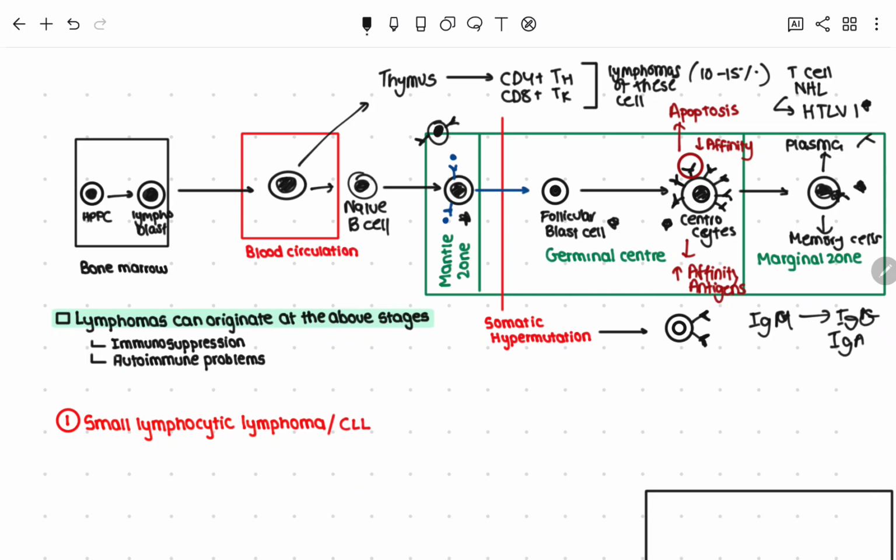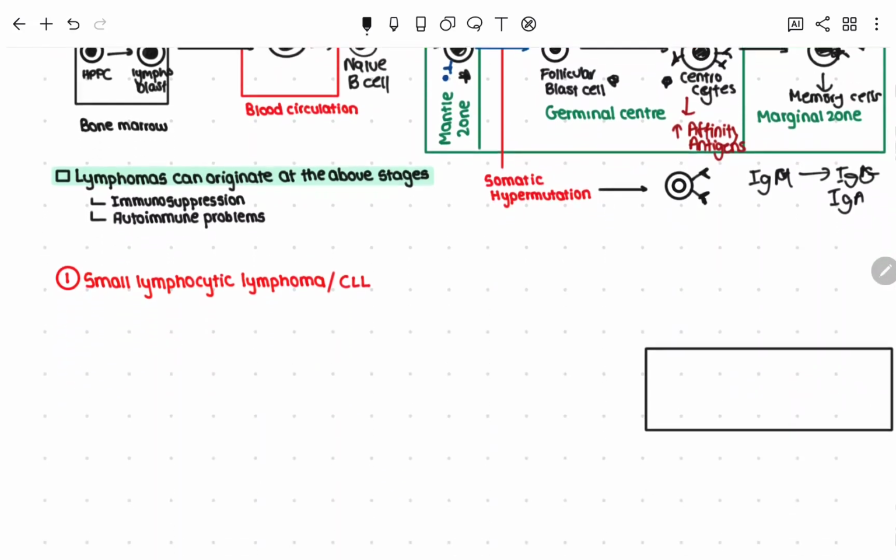And the complications of this can be immunosuppression and autoimmune problems. More on the complications a little later. So let's talk about some of the individual phenotypes that are involved in non-Hodgkin's lymphoma. And so the first one is small lymphocytic lymphoma, or in some cases you'll see that this is also classified together with chronic lymphocytic leukemia.